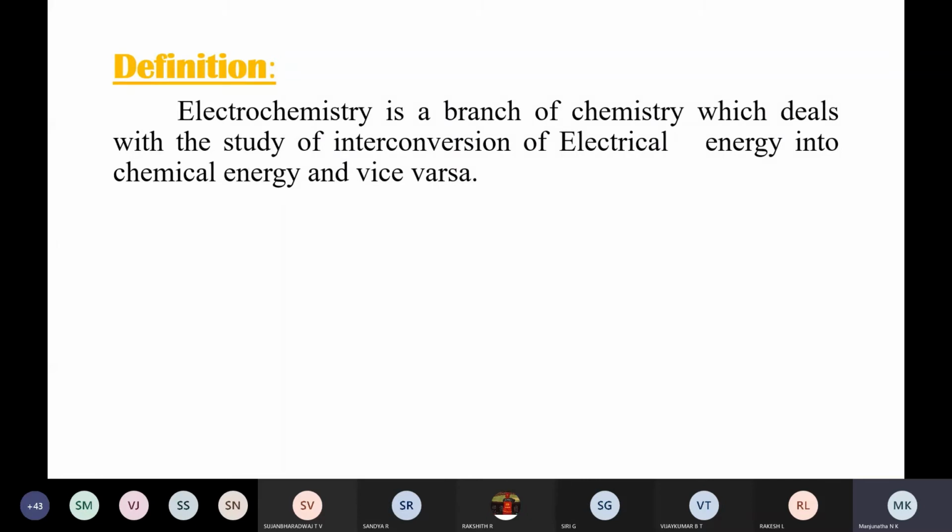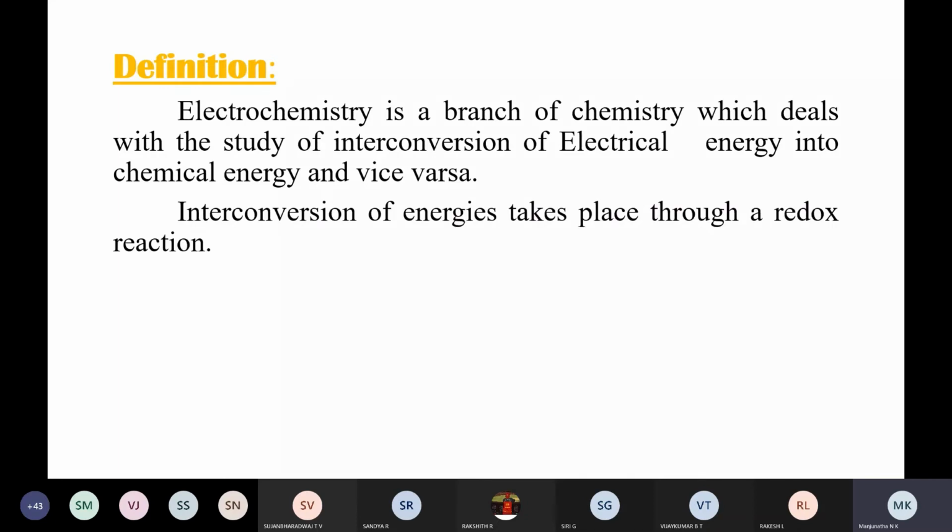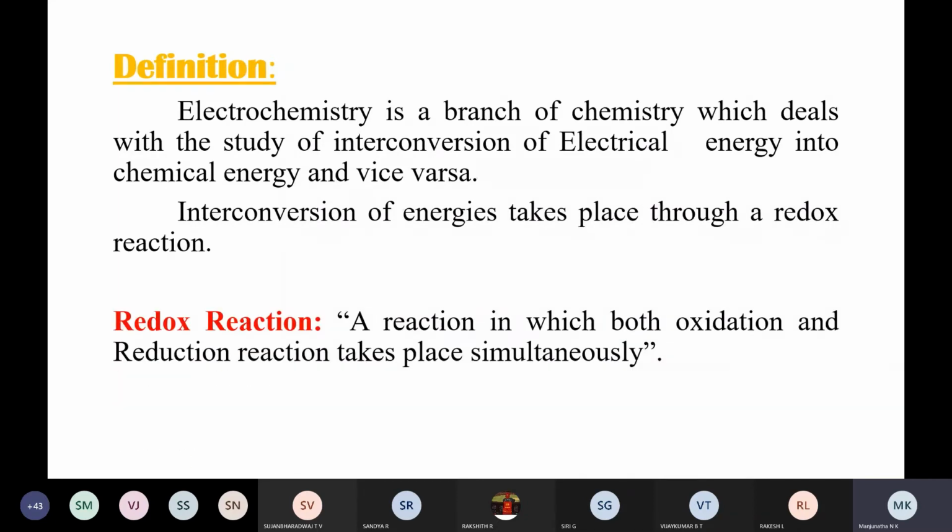The study of interconversion of energies is called electrochemistry, in which the interconversion takes place through a redox reaction. Suppose in a system or device a redox reaction takes place. That indicates that in that system there is a conversion of either chemical energy into electrical energy or electrical energy into chemical energy. The study of this interconversion of energies is called electrochemistry.